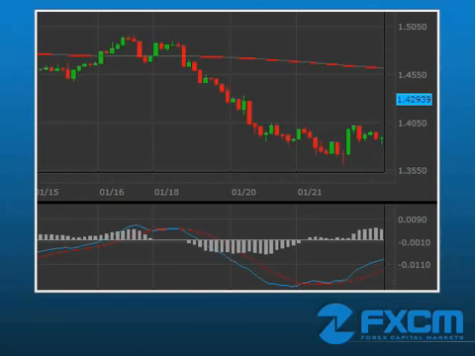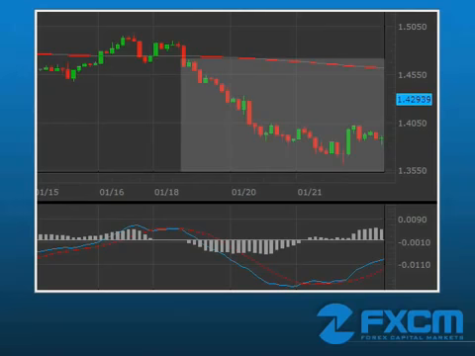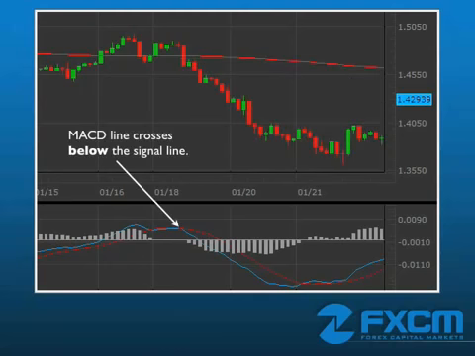If the pair is in a downtrend, we want to look for selling opportunities. When the MACD line crosses below the signal line, we'll sell. We'll hold the trade until the MACD line crosses back above the signal line, at which time we close out. Pretty simple, isn't it? Let's look at a few examples of how to specifically use this strategy. You can see here that the price action is currently below the 200-period simple moving average, so we know the pound-dollar is currently in a downtrend, so we want to look for selling opportunities.